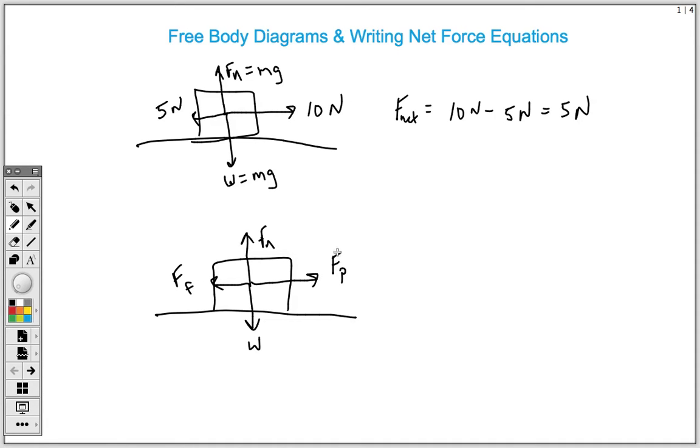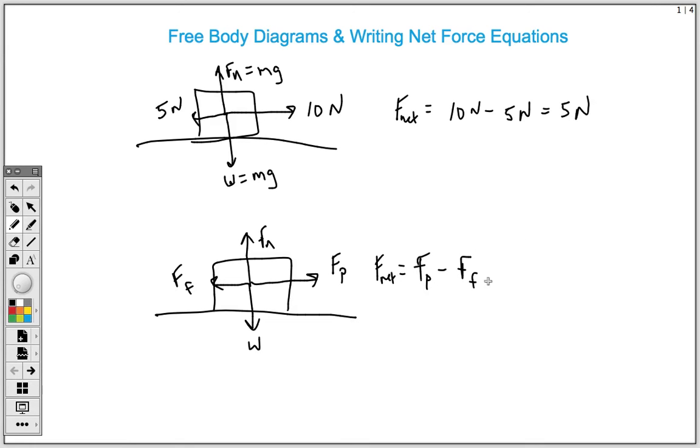How are we going to write a net force equation for this block? Well, it's going to be the same thing that we did up here. If we know that this box is going to accelerate to the right, meaning the push force was greater than the friction force, we know that these vectors are not balanced. There is an unbalanced force, and we can write an equation. Just like up here, we did 10 minus 5, here we're going to do F_P minus F_F. There's our net force equation. Being able to put it in symbol form can be difficult, but if you can do it with numbers, you can do it with letters as well.